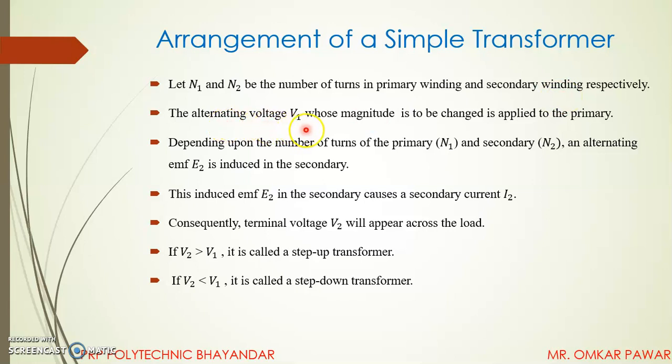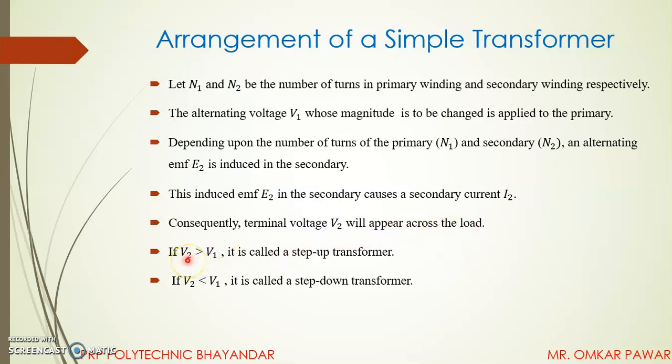The alternating voltage V1, whose magnitude is to be changed, is applied to the primary winding or primary side. Depending upon the number of turns of the primary, N1, and secondary, N2, an alternating EMF E2 is induced in the secondary. This induced EMF in the secondary, E2, causes a secondary load current. Consequently, terminal voltage V2 will appear across the load.